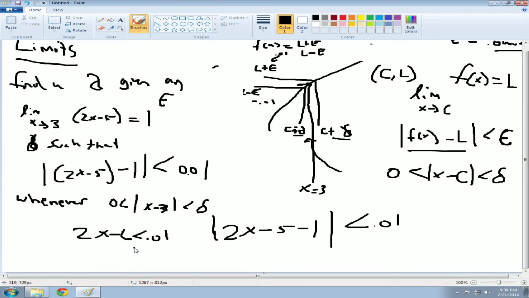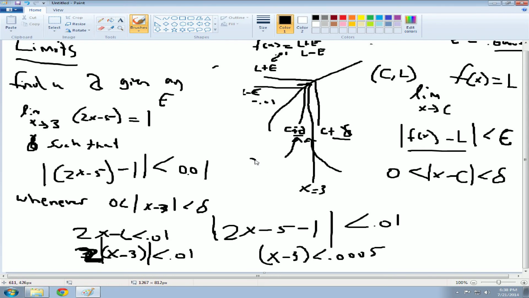If you factor out a 2, you get 2 times x minus 3, still in absolute value, less than 0.01. And if you divide by 2, you get x minus 3 less than 0.005. What this says is that the deltas are going to be to the left negative 0.005 and to the right 0.005.